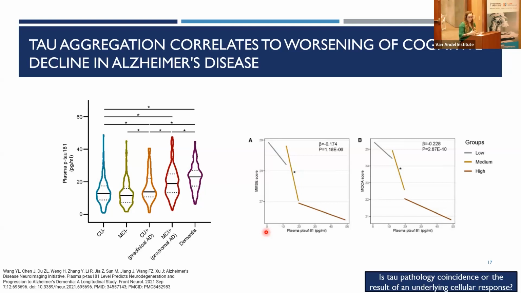So this really leads us to ask this question of, we know this is correlated in Alzheimer's disease, but is it correlated in Parkinson's disease? And is this tau pathology a coincidence? Or is there something going on in the cells that are linking this alpha-synuclein aggregation to tau aggregation?